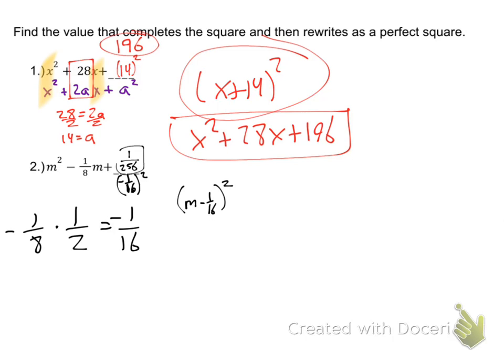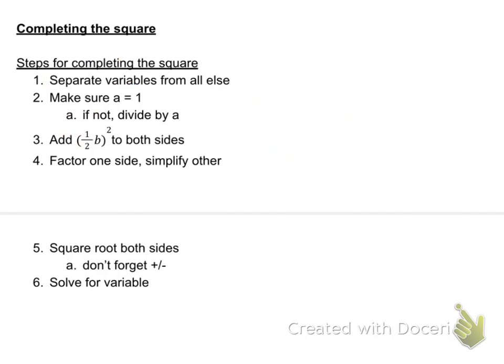256. So there's my number that completes it. 1 over 256. And the perfect square binomial ends up being the quantity m minus 1/16 squared. Are there any questions on how to set that up? No. Okay. Now we're moving on.